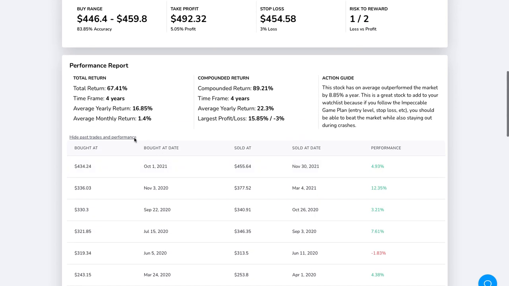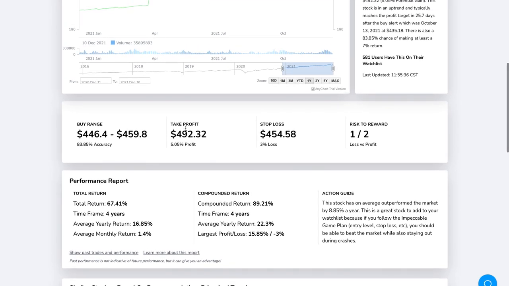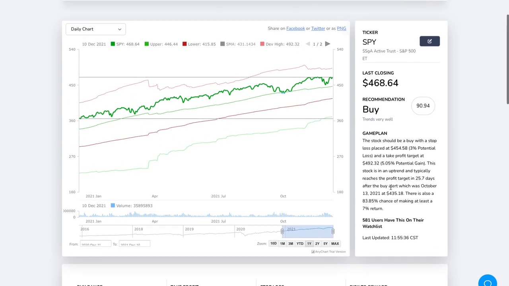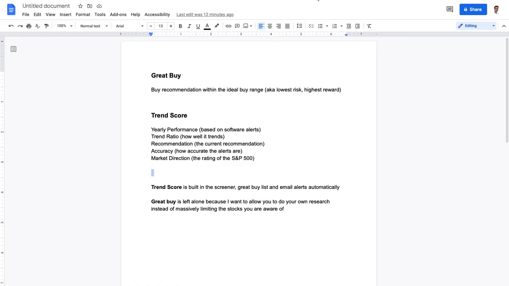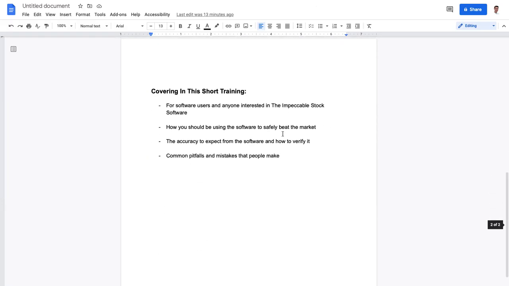So again, that is an example of how to use the performance report to understand where to buy and sell and what to expect on a return for that stock. I hope that makes sense. We went over how you should be using the software to safely beat the market.